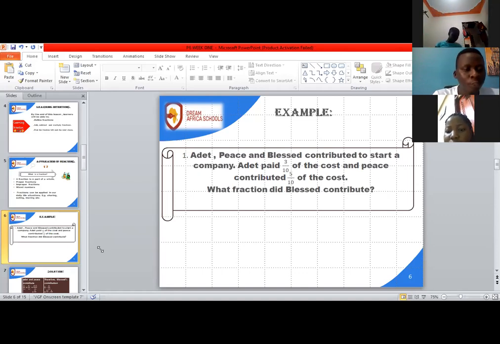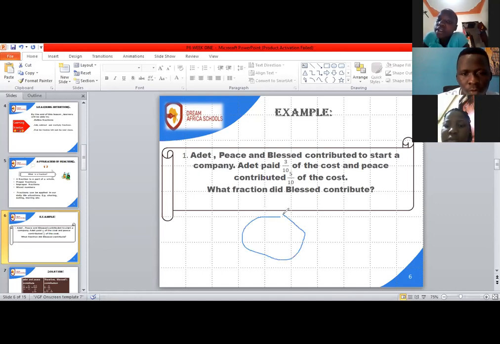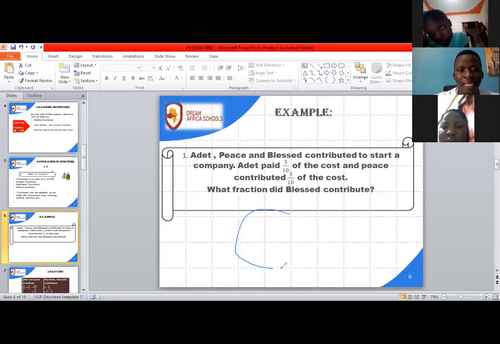How many people contributed money, if I may ask? Ashava, how many people contributed money to start up the company? 3 people contributed. Would you identify for me those people? 1. Adet. 2. Peace. And Blessed. Very good. We realize that 3 people contributed to start up the company. That is Adet, Peace, and Blessed.